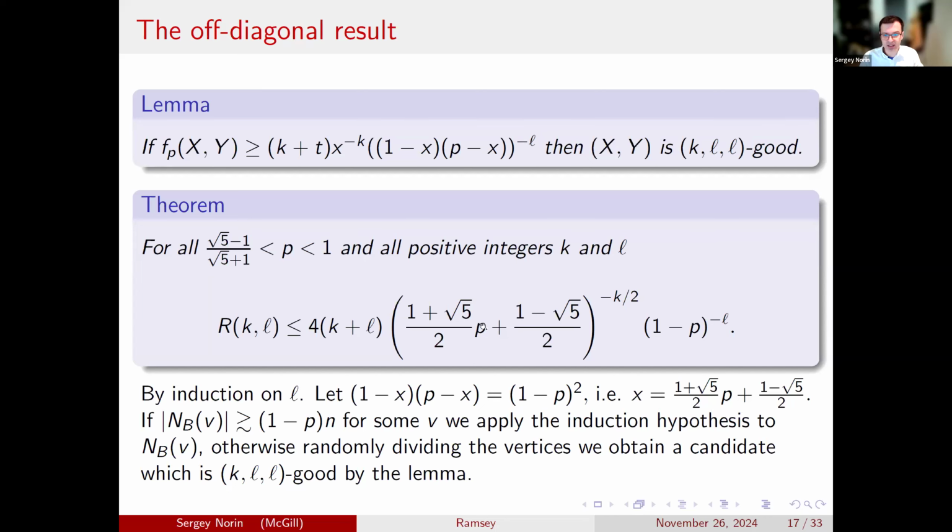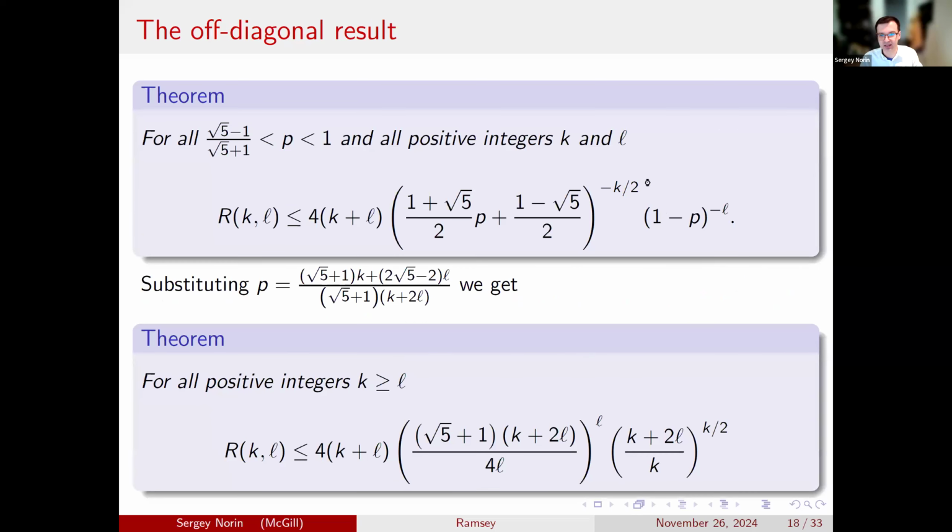And finally, now we have a p, which can be chosen to be anything, and we just optimize for given k and l. We figure out what is the best p. It's not the most beautiful thing ever, but you solve the differential equation. It's a ratio of two linear functions in k and l, and you get the bound in the theorem below.